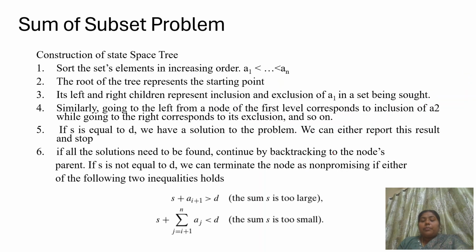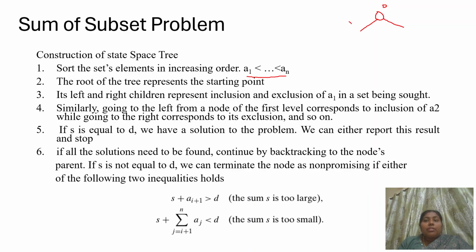So how does this algorithm work? Normally I sort all the elements in ascending order, that is A1 less than or equal to A2, which is less than or equal to AN. I sort all the numbers in ascending order. After doing this, I create a root node, and the level of the root node is given as 0. It has two children, one is the left child and another one is the right child.